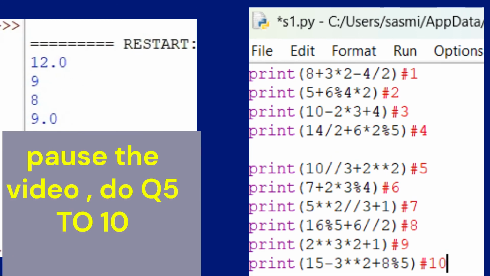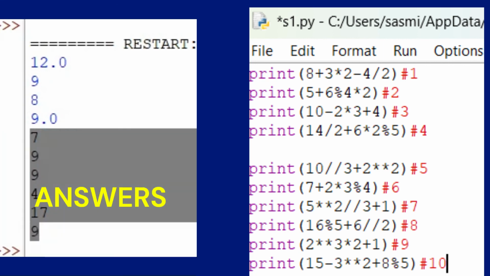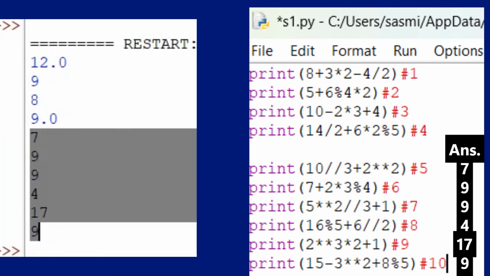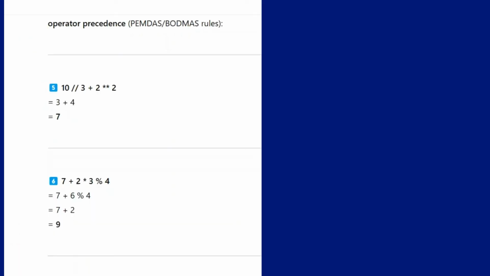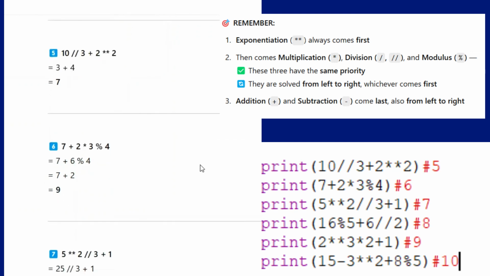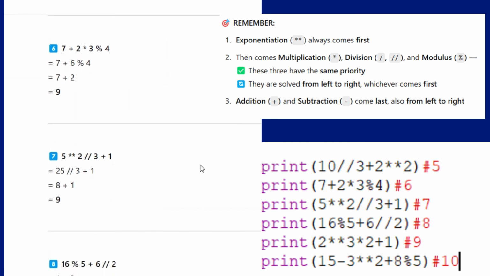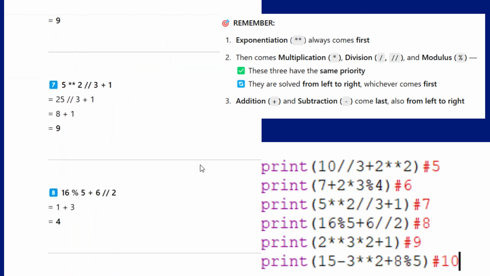Now do question number 5 to 10 and then check your answer. In script mode, you have to save the file first, then run it to see the output. Here are the answers. 7, 9, 9, 4, 17 and last one 9. Check your answers carefully. If you got them all correct, great job. If not, pause the video, try again, and understand where you went wrong.